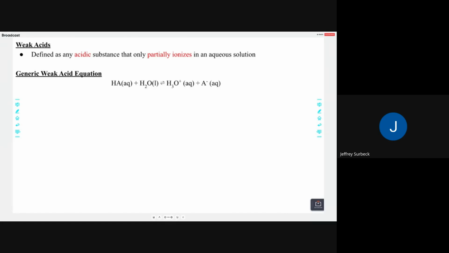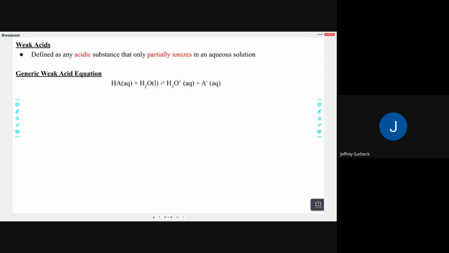All right. So with our acids, we have strong acids and we have weak acids. Today is all about weak acids and what occurs with these particular acids. Now, with weak acids, we put this in notes a couple times. It says only partially ionized.